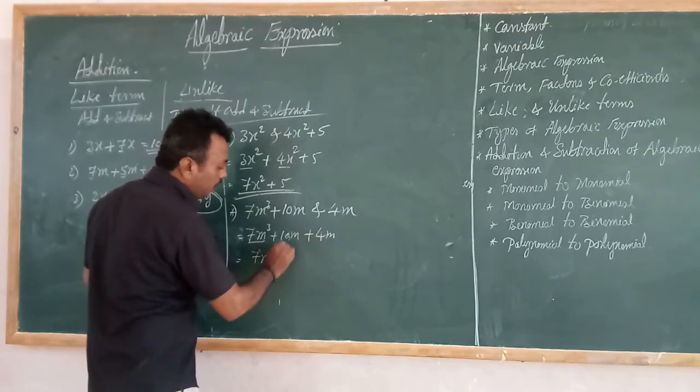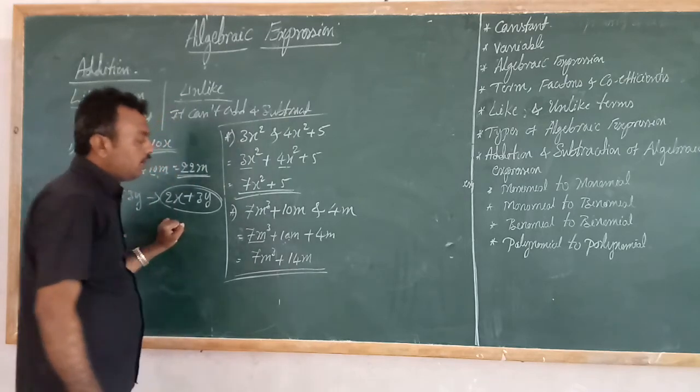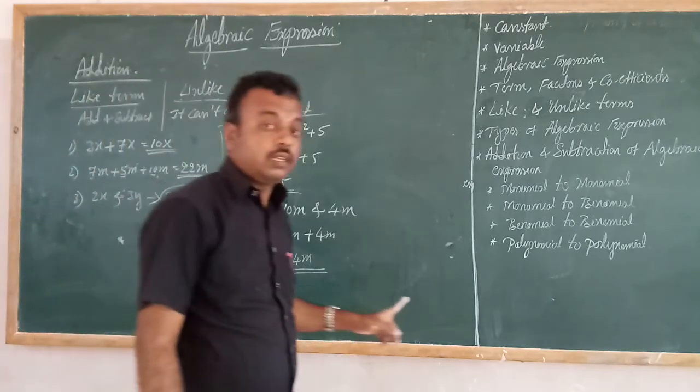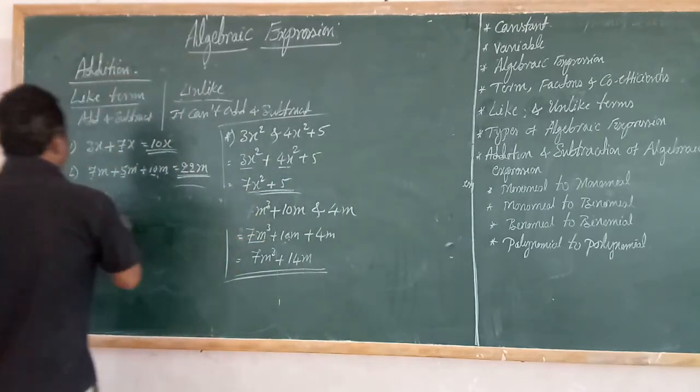We have to add it. 10m plus 4m becomes 14m. So this is the sum of 7m cube plus 10m and 4m. Do you understand, students? So this is the monomial to binomial. Like binomial by a binomial.